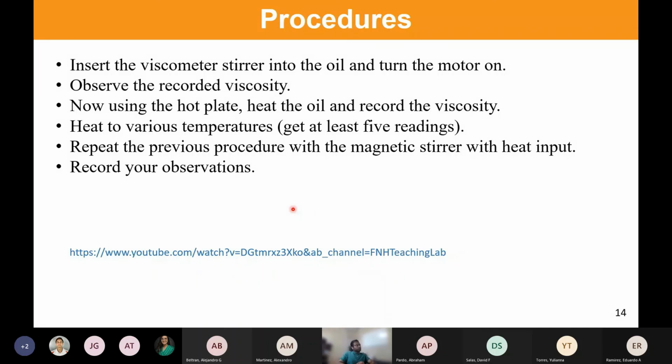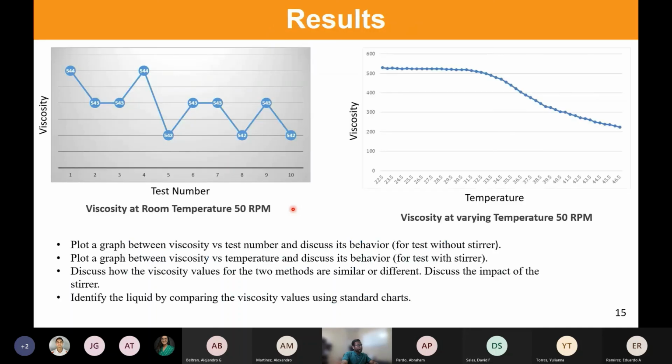So these are the procedures. Insert the viscometer, stir into the oil, turn the motor on, observe the viscosity. Then the first experiment is done. Go to the second one: heat up the plate, do the same thing again, but do that with different, increasing temperatures, break up the layers, use a stirrer, and again record the viscosities and make a comparison. Okay. There's a YouTube video up there. It explains the experiment if you want to go through it.